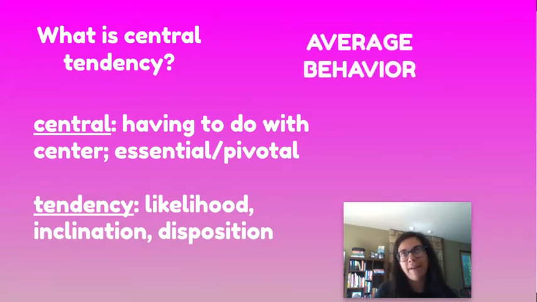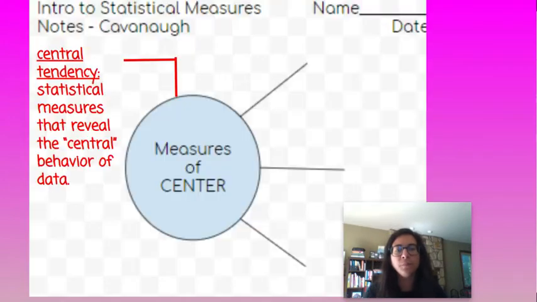So you think about this as average behavior, but I don't really like to lead with that because average means mean, and I like to use maybe the word typical behavior. So let's define some things and then let's look at this in a more practical way. Central tendency, you can write this down: statistical measures that reveal the central behavior of data, the typical behavior of data. How can I boil data down into one number that summarizes the most likely or center behavior of the set?